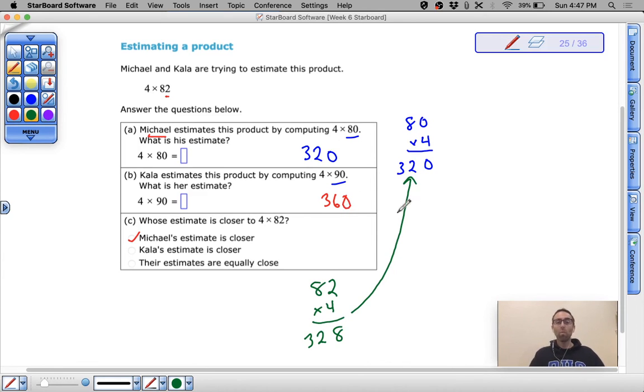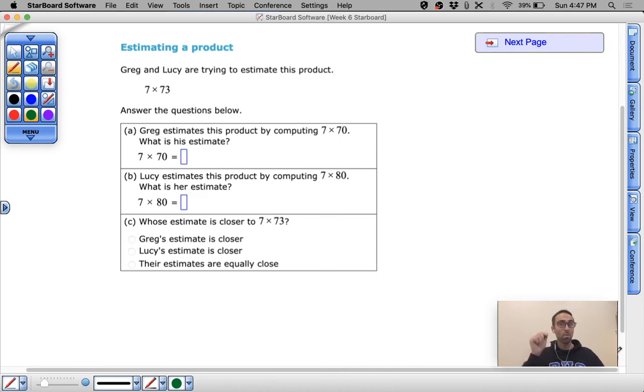All right, so I have one more problem. I'd like you guys to try that one on your own now. All right, and let's start going over our answer here. 7 times 73. If I'm going to round this and I look at that 3, I should be rounding this to a 70. So I think Greg is going to be correct. So I'm going to put here Greg's estimate is closer, and then I'll review that later.